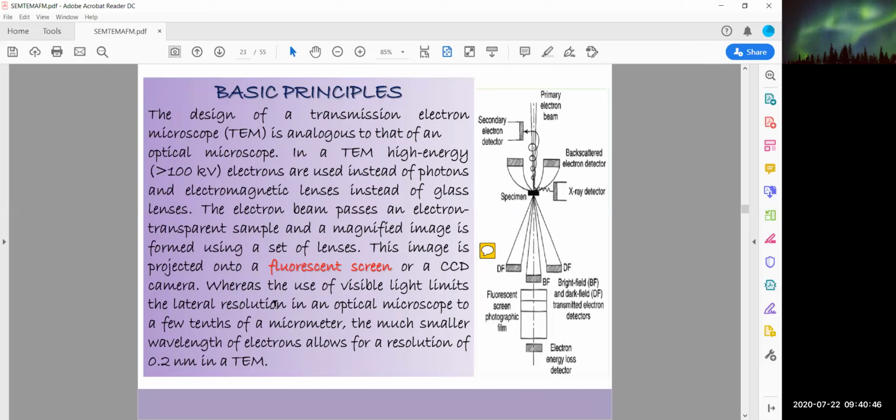whereas the use of visible light limits the lateral resolution in an optical microscope to a few tenths of a micrometer. The much smaller wavelength of electrons allows for a resolution of 0.2 nanometer. So this is even higher. It just claims 1 nanometer, but the recent, updated model TEM has a resolution even higher than the previous one, up to 0.2 nanometers.